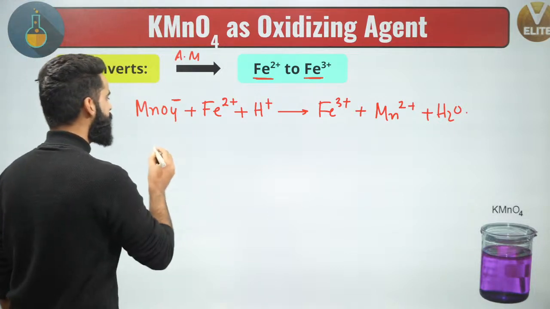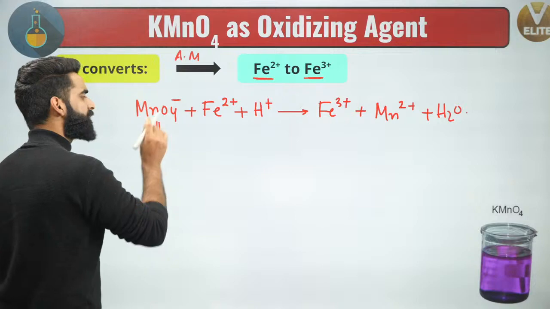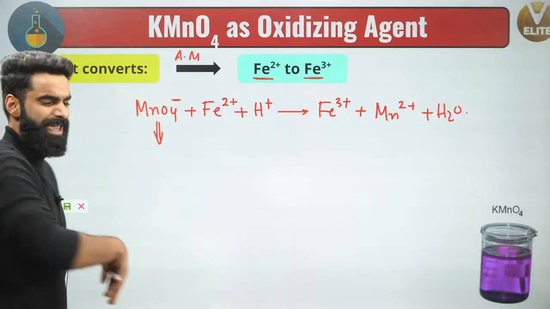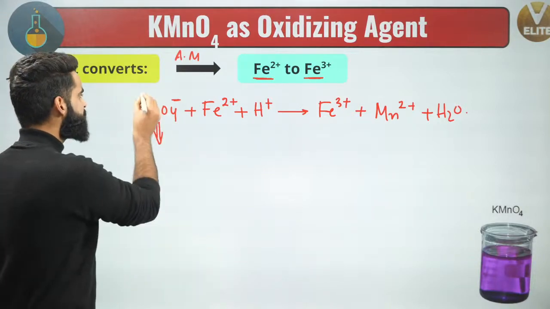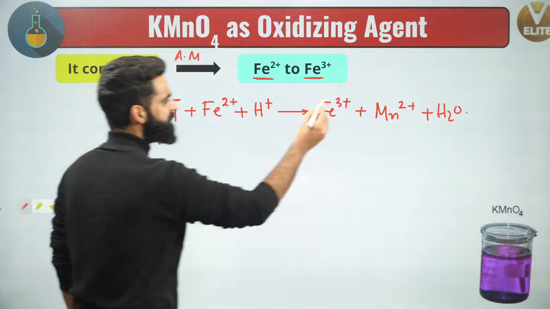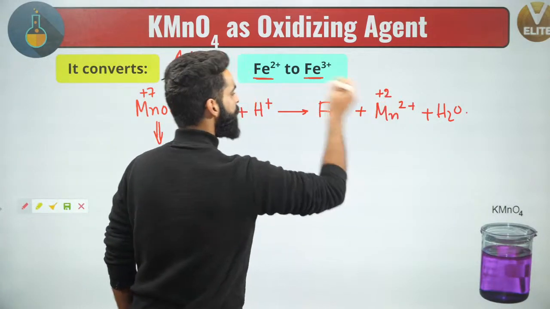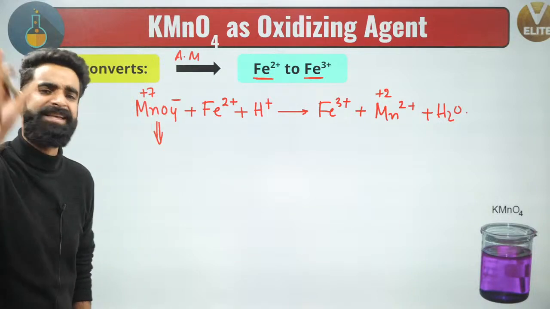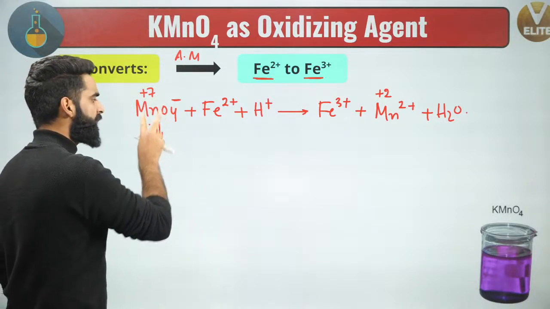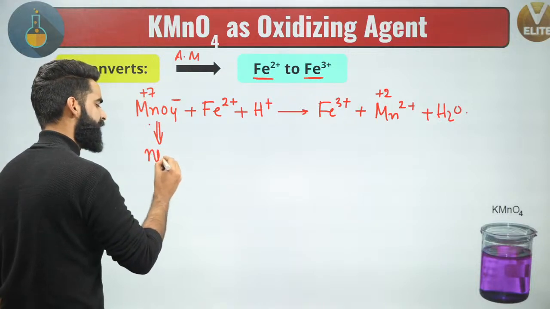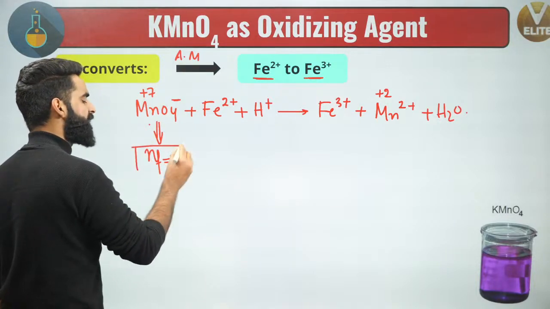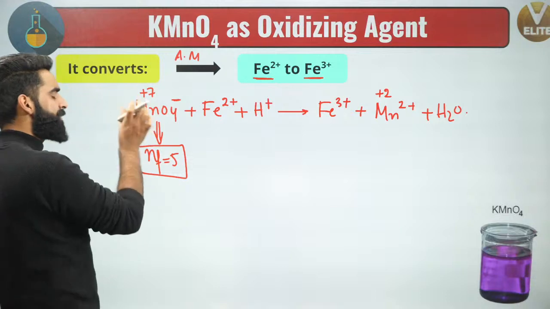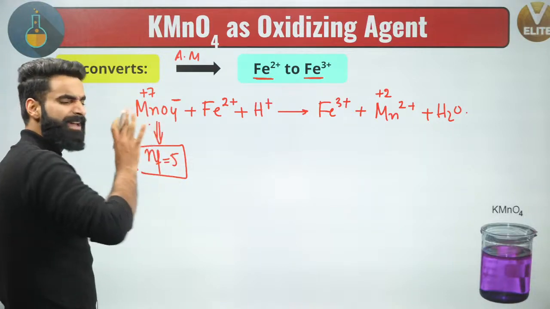See, if I want you guys to calculate the N factor of this MnO4 negative right here, you can calculate it simply. This is the initial oxidation state of Mn, and this is the final oxidation state of Mn. So from +7 to +2, what is the change? Change is 5. Or we already know in acidic medium, N factor of MnO4 negative or KMnO4 is 5. We are not supposed to calculate it again and again. So remember, from now onwards, MnO4 negative, its N factor is going to be 5 in acidic medium.